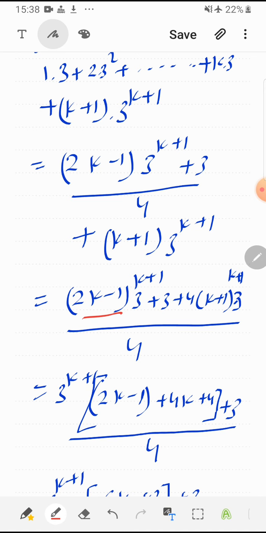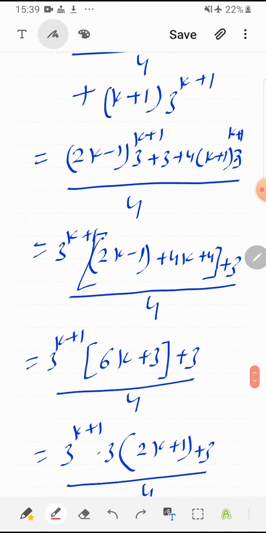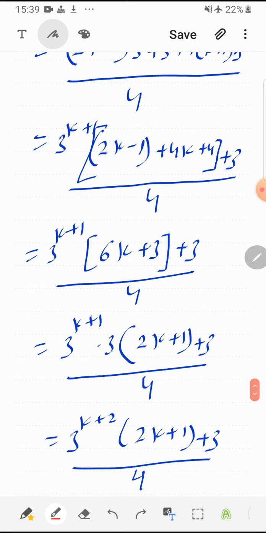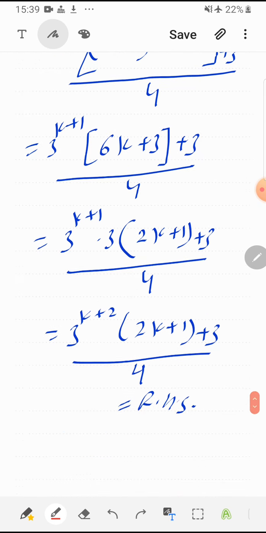So it is 2k minus 1 plus 4k plus 4, which will be added up and it becomes 6k plus 3. Take 3 common from this bracket; the base is the same and the terms are multiplied, so the powers will be added. So finally it is 3 to the power k plus 2 into (2k plus 1) plus 3, whole upon 4, which is equal to the right hand side.